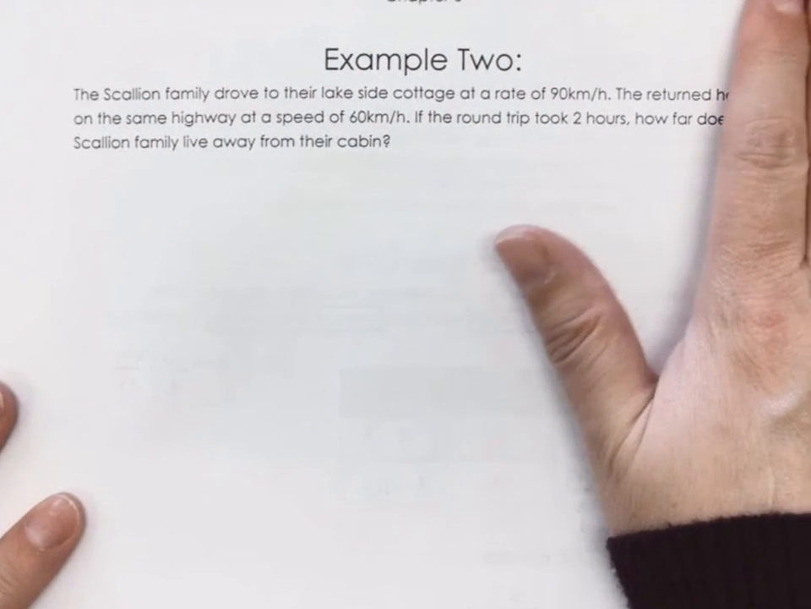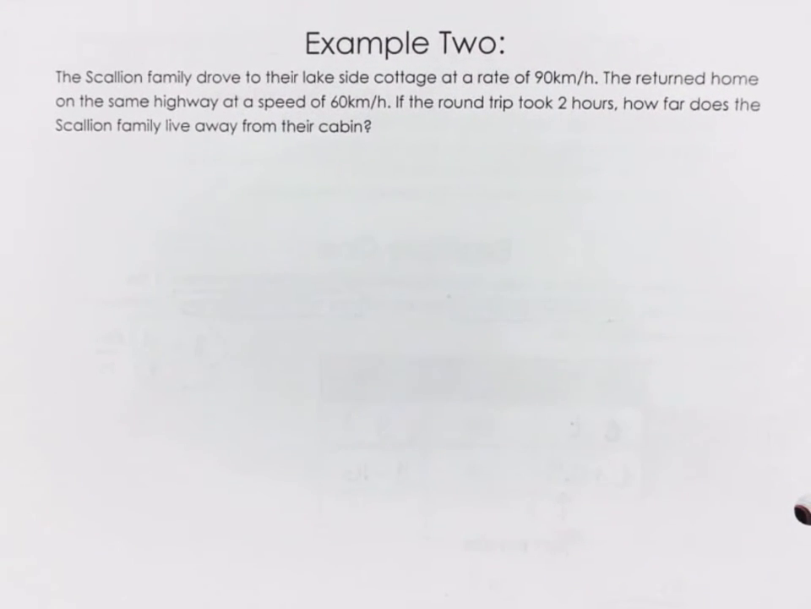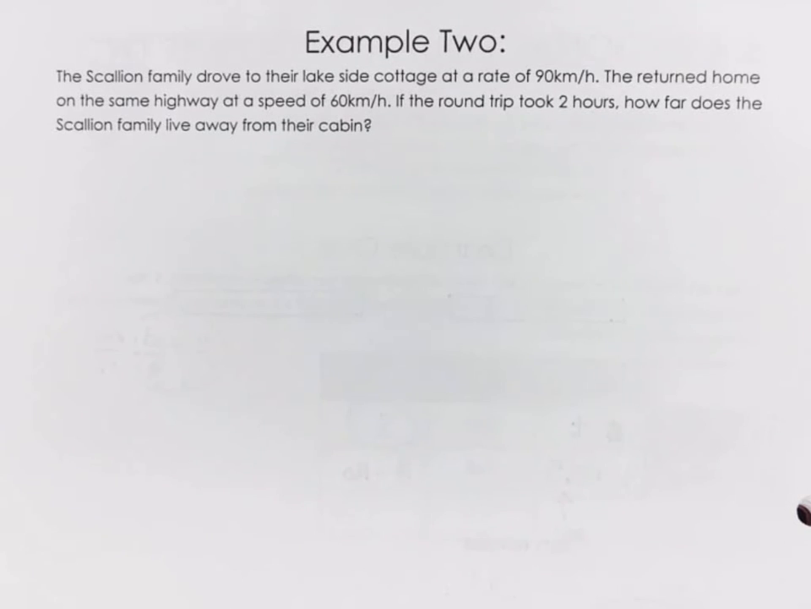All right, new one. My family's driving to my cottage, and I've given you the speed. They return home on the same highway. So I have a cottage and I have home. They return on the same highway at a speed of 60 kilometers per hour. Maybe they're traveling at night, maybe it's a snowstorm, but for some reason my family has reduced their speed. The trip took 2 hours, so the round trip, there and back. How far does the Scallion family live away from their cabin?